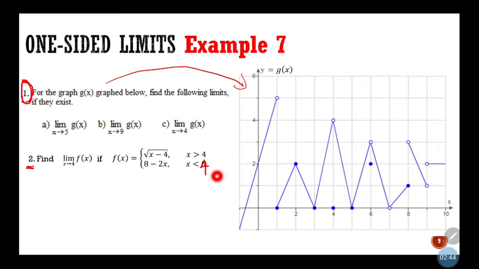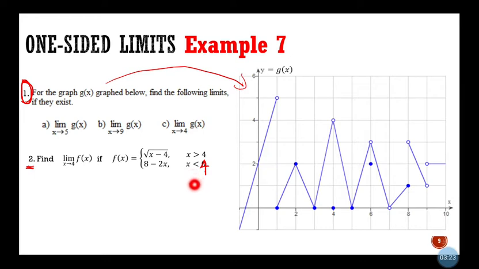Take note, I'm not sure which version of notes you have. If you just downloaded the notes at Google Classroom, then you already have the correct one. Or else, maybe yours is still x less than 0. So please key in and change it to x less than 4. So for this example, take note everyone, x less than 4. There is no graph given, but instead you are given a function defined like this one. We have two sub-functions, one for x more than 4 and the second one for x less than 4.